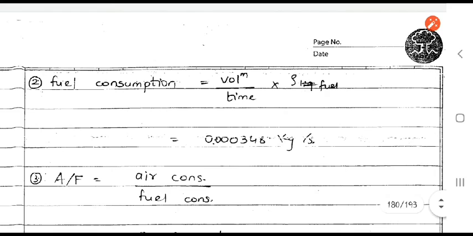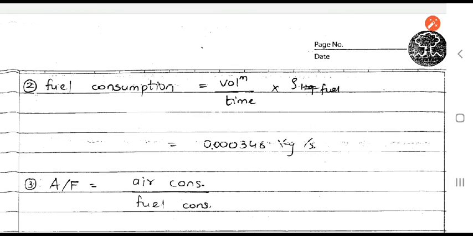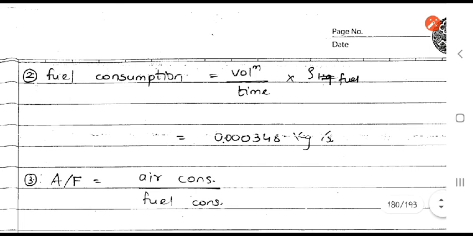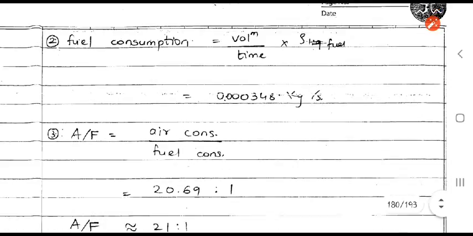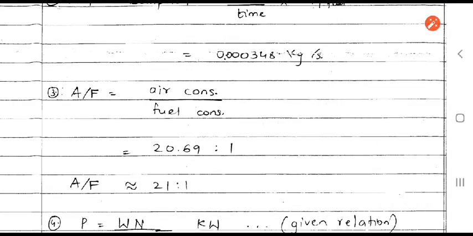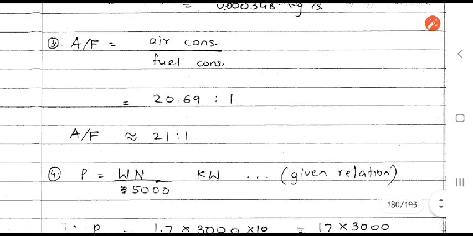The second step in this problem is the calculation of fuel consumption. In this case we can calculate the volume divided by time into density of fuel. Put the values and get the answer. We get 0.000348 kg per second. Then we can directly calculate the air fuel ratio in step number 3, air consumption divided by fuel consumption. Put the values and we get the answer 20.69 to 1. Near about 21 is the air fuel ratio.